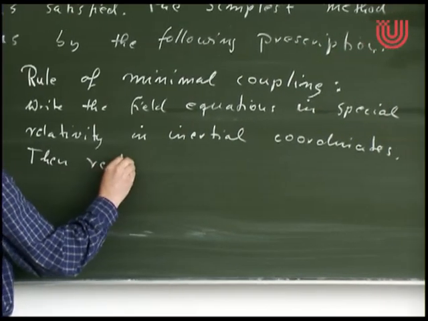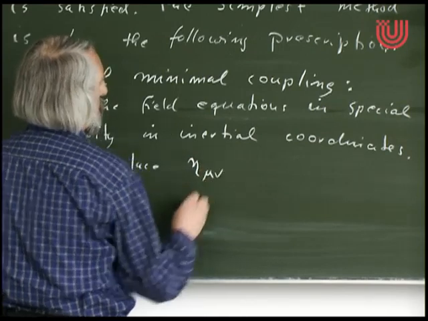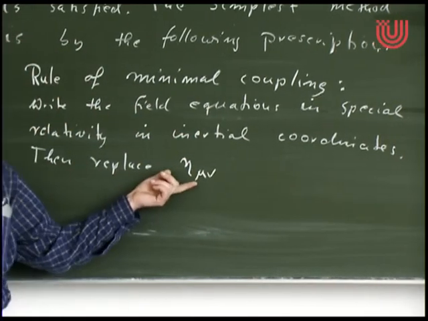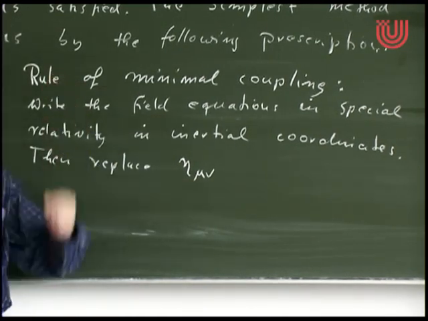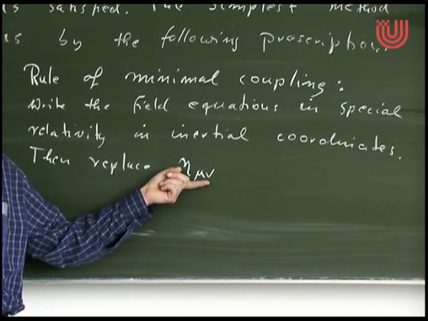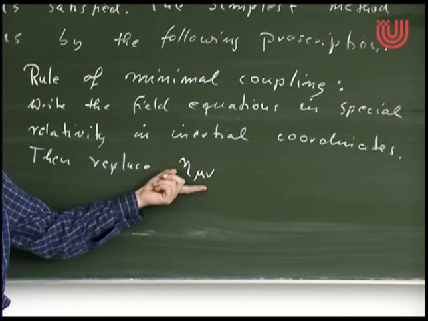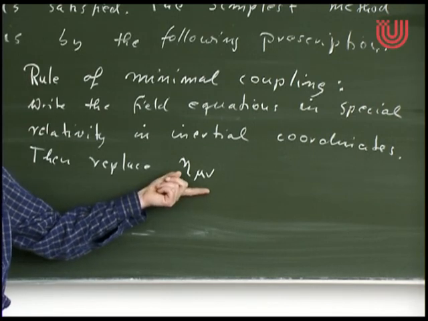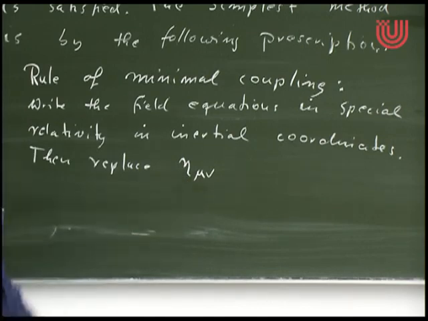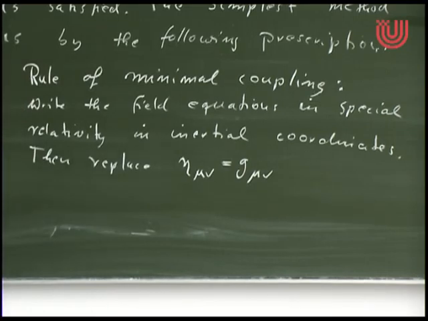eta mu nu, which will occur in these equations. Remember Maxwell's equations. We had raised and lowered indices with the eta. So the etas enter into Maxwell's equations in special relativity, and also in the energy momentum tensor of the electromagnetic field. The eta also enters into the Euler equation for a perfect fluid. So there are etas flying around, and we replace them by g mu nu, the general relativistic metric.